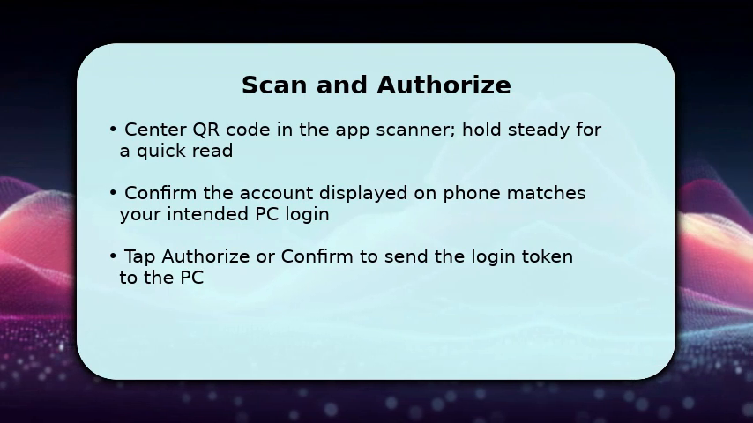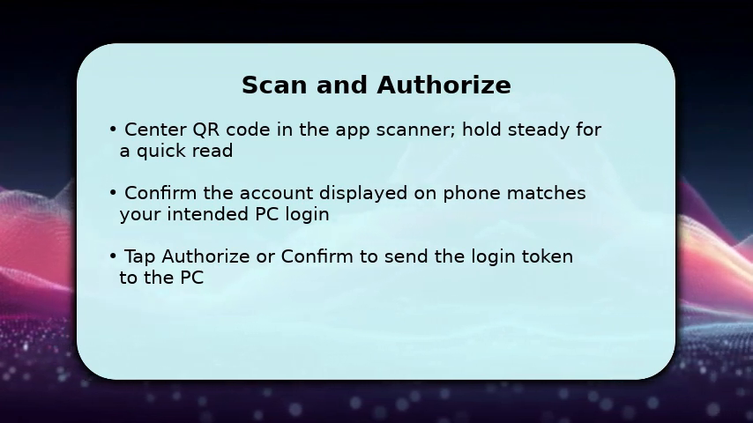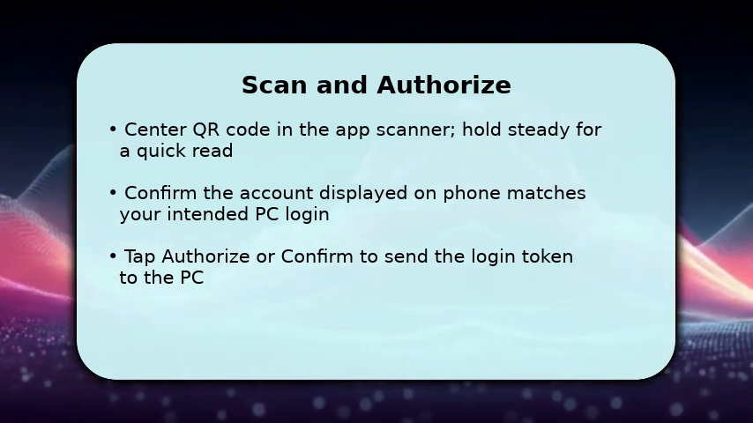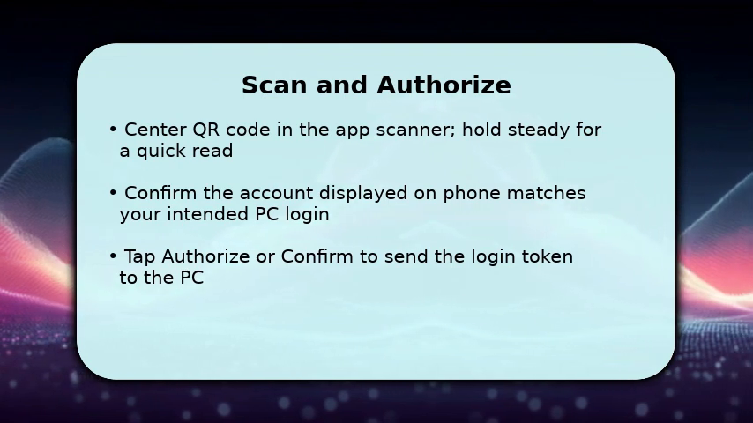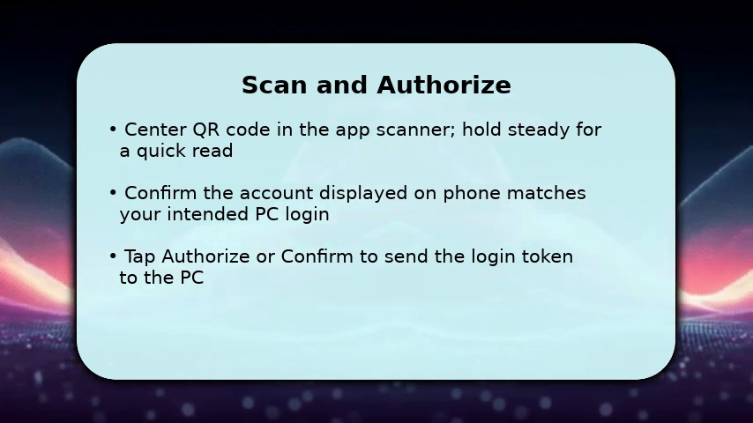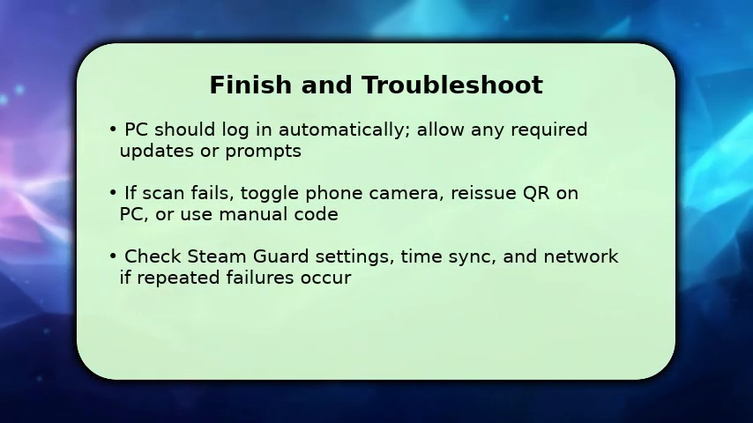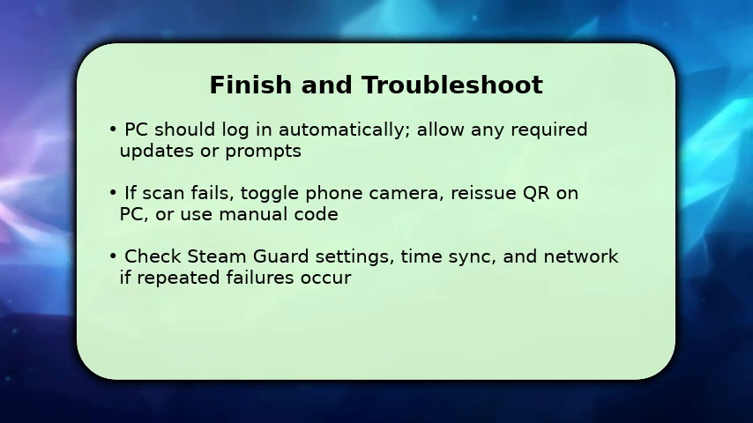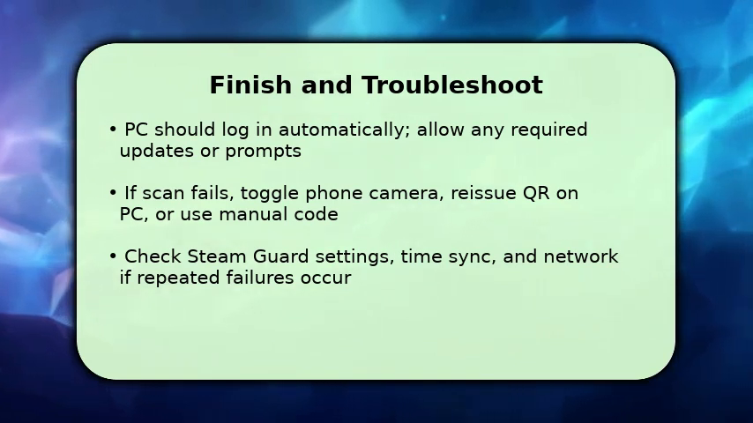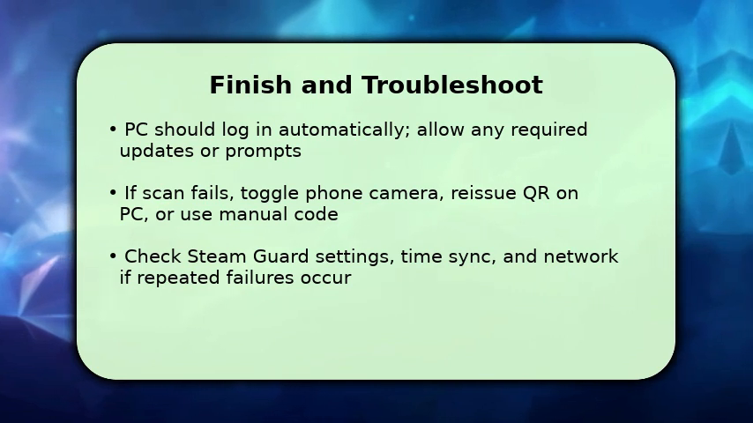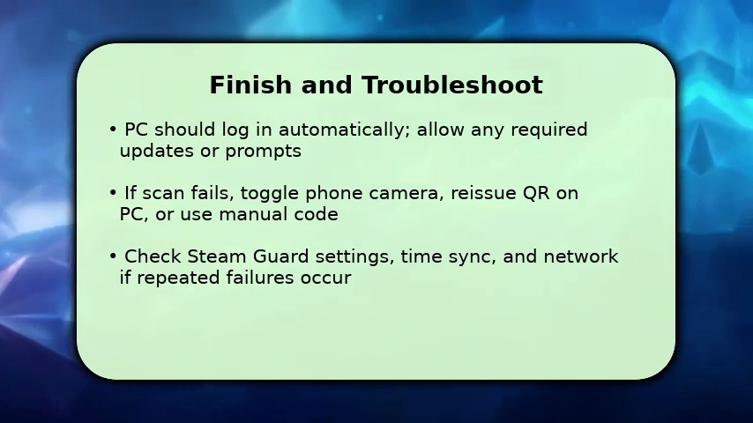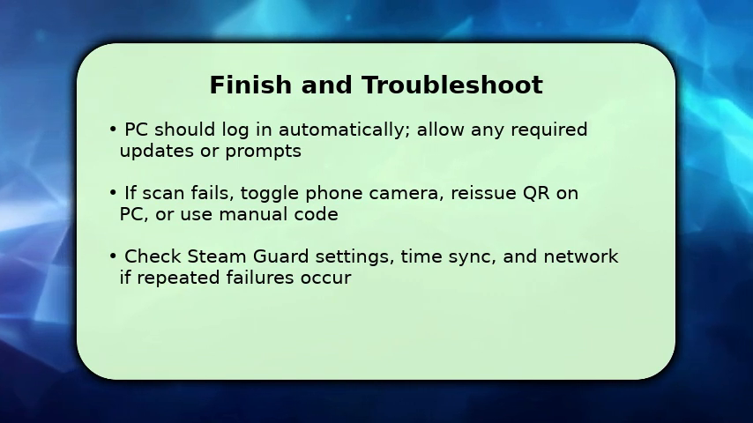If asked, enter your Steam Guard code or approve any two-factor prompt. Wait a few seconds. After authorization, the PC logs you into Steam. Make sure to accept any update or permission prompts to finish. If the screen does not change, try rescanning, regenerate the QR on your PC and reposition the phone. Once done, you can enable Remember This device for faster future logins.